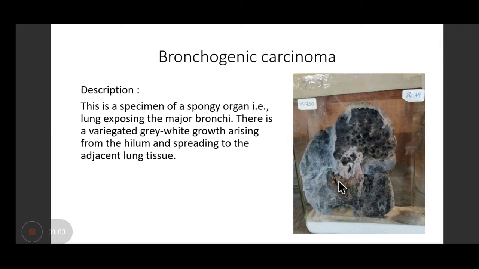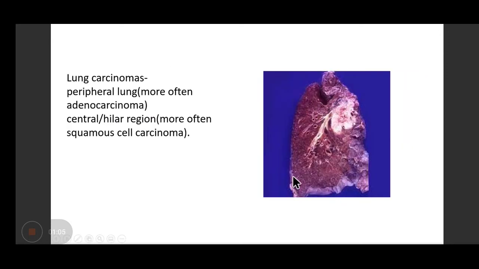This is another specimen of the lung. So even here, firstly you'll see a spongy organ, then you can see the hilum, and then there is a tumor growth. All right. So the next question which comes is lung tumors.